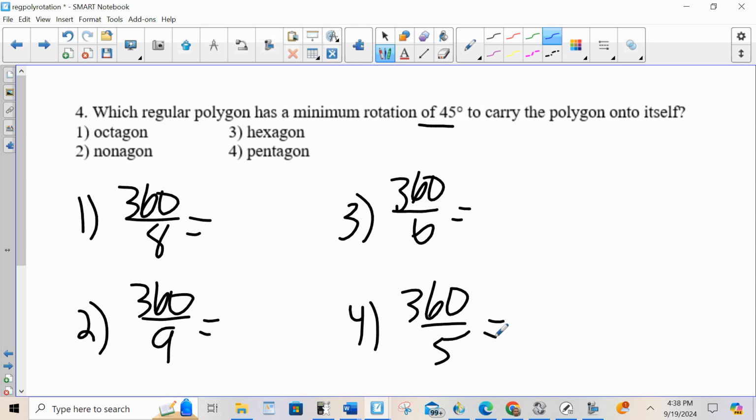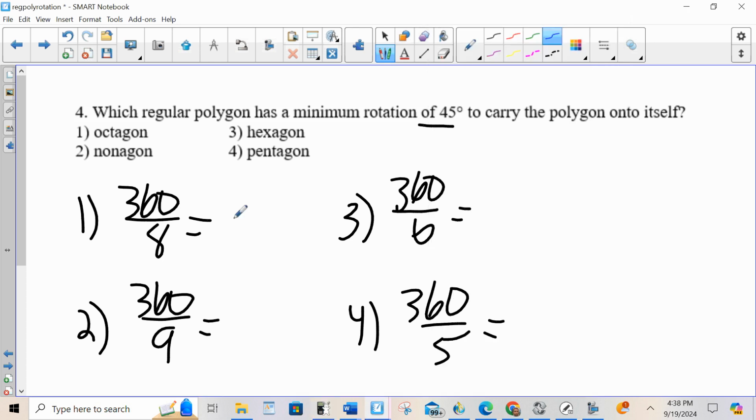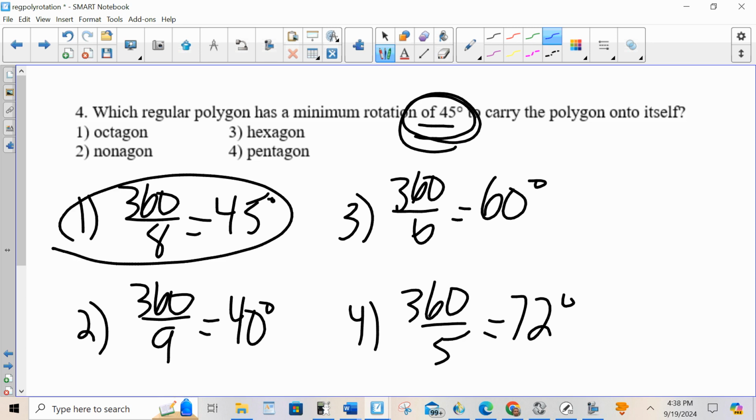360 divided by 8. And again, I'll just show you the calculator, why not? 360 divided by 8 is 45. 360 divided by 9 is 40. 360 divided by 6 is 60. 360 divided by 5 is 72, which has a minimum rotation of 45. Choice 1.